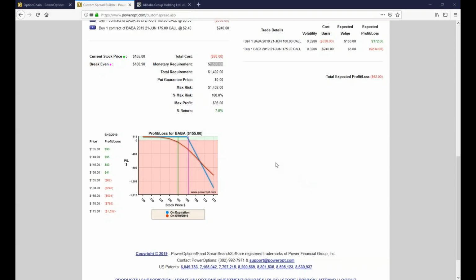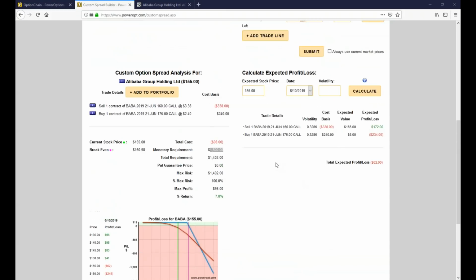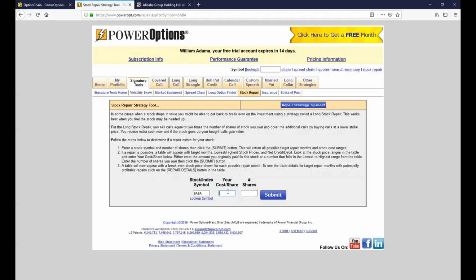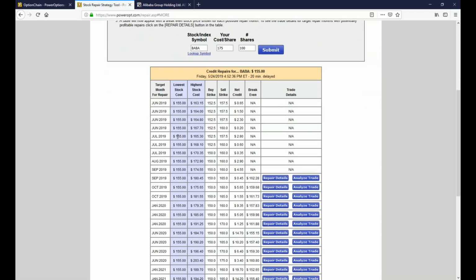Okay. Now, last but not least, a few weeks ago, last two presentations, we talked about the stock repair tool. And I believe last week, we talked about how you might be able to mimic the stock repair tool for a long call. Actually, I think we did that 2 weeks ago. We'll show it again. The stock repair tool, what it does, if I had bought BABA at say 175 and bought 100 shares, what this tool attempts to do is create a ratio call spread to help you get back to break even faster.